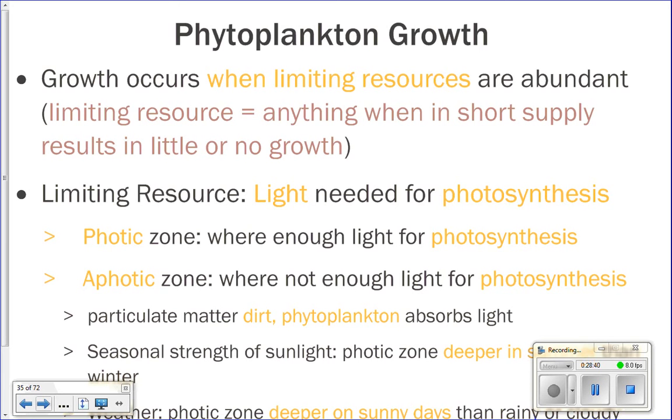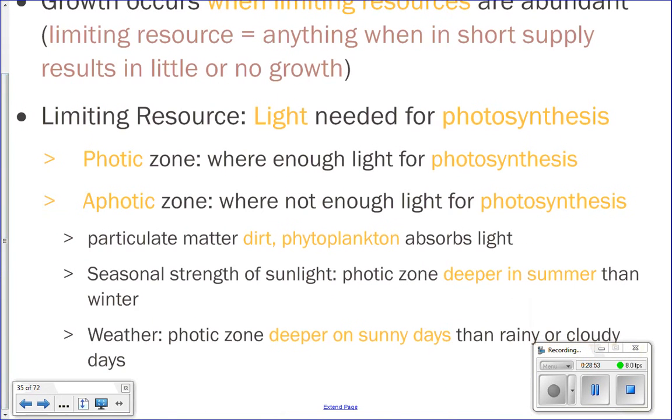Light is found in the photic zone. That's the top 200 meters of water. So you find light in the top layer of water. Below those 200 meters, you're going to have the aphotic zone. That's where there is not enough light for photosynthesis. That makes up the majority of the ocean.